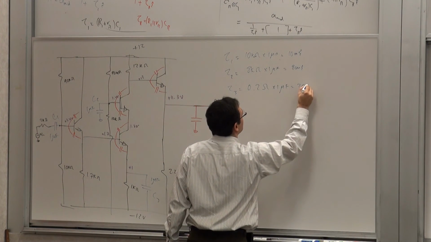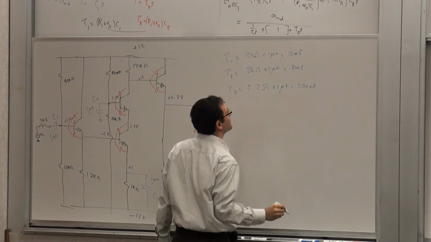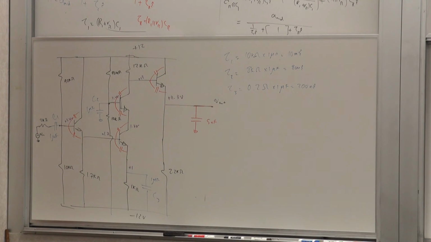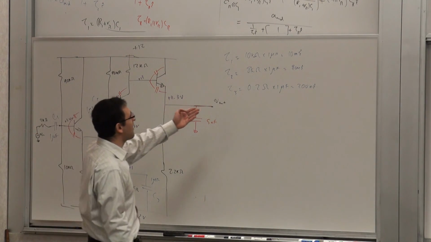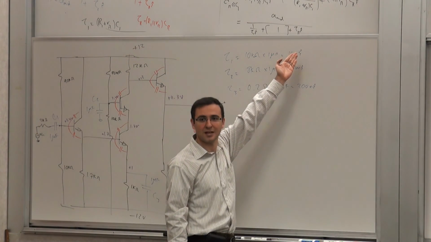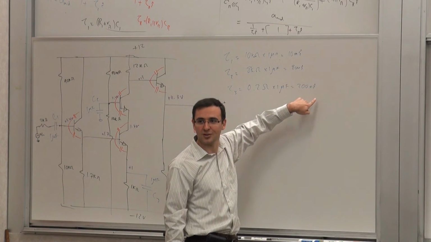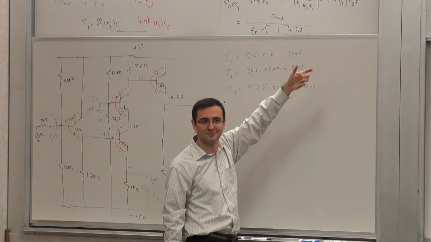It's 200 nanoseconds. So which time constant do you think dominates? Remember now, this is the opposite. Tau 3. I mean, it's easy to see. You are summing the reciprocals of these. You're adding 1 over these. The one that gives you the smallest time constant gives you the largest 1 over.